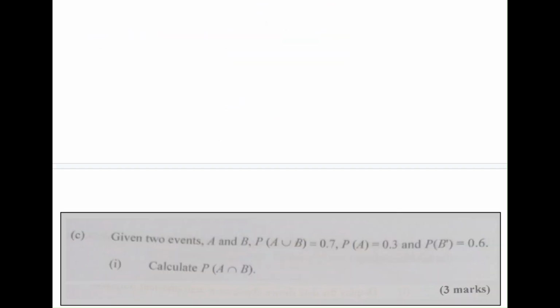Let's do part C as well. Given two events A and B, the probability of A union B is 0.7. The probability of A occurring is 0.3, and the probability of B complement, meaning B not occurring, is 0.6. Calculate the probability of A intersect B, meaning A and B occurring at the same time.